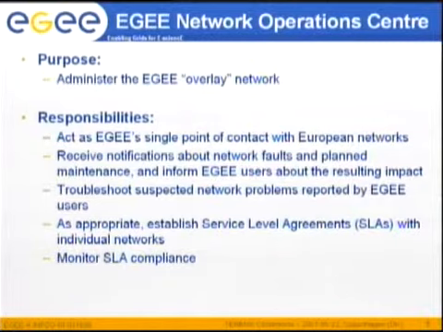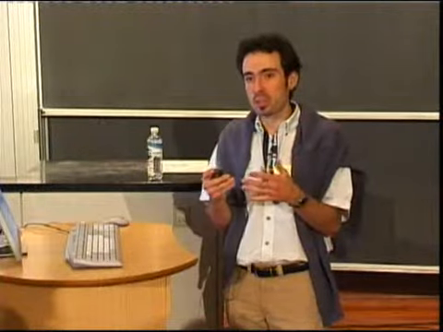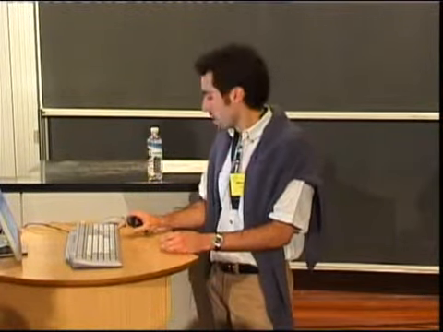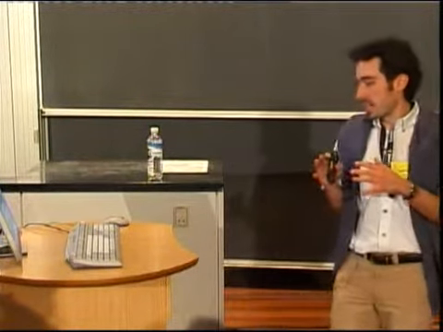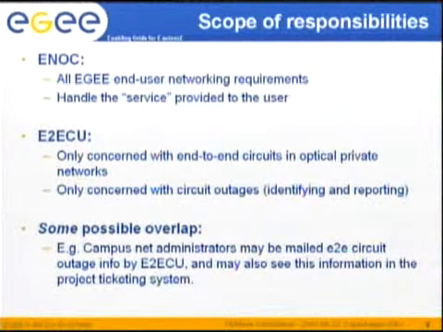And it will also receive, for example, requests from users saying, oh, okay, I think that the network is behaving badly, or I have a problem reaching this particular site. It will try to filter also, and be an interface, really. So the scope is exactly this between the two entities. The project NOC is on the project side, so it will basically handle the service provided to the user, so the IP network you are building on top of the end-to-end circuits, and the end-to-end CU is only concerned by the physical links up to layer two.